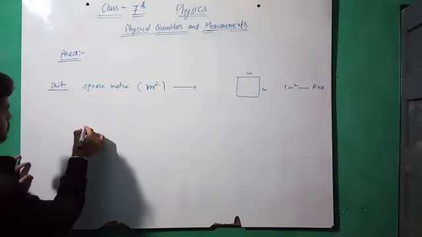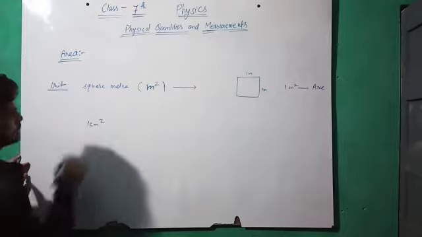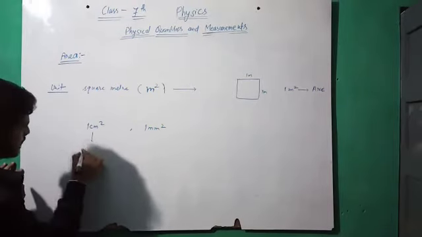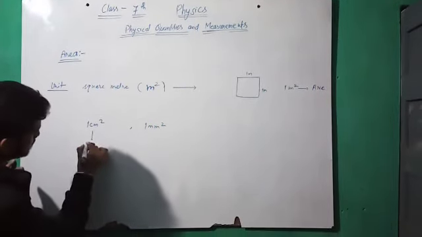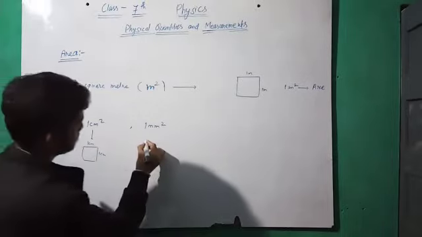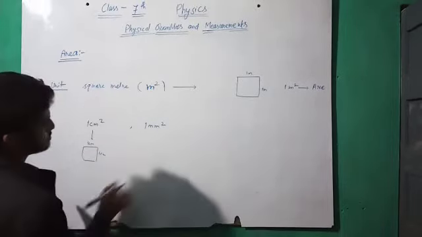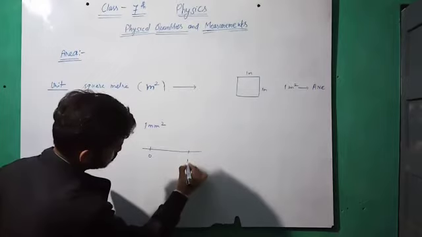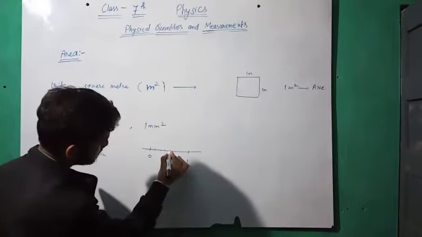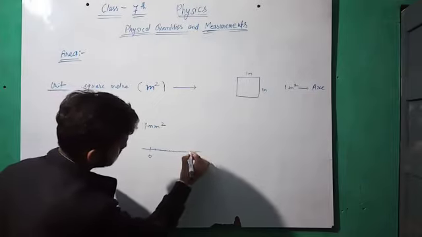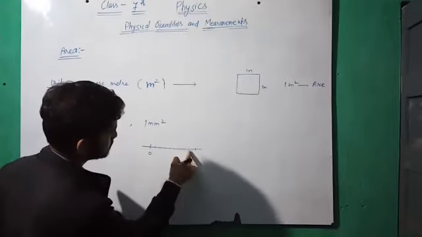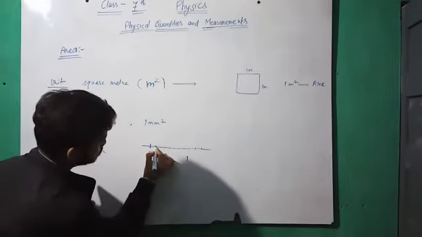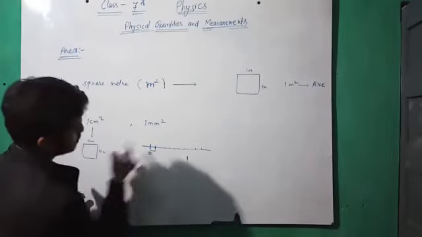For the measurement of a small field, we can even use centimeter square or millimeter square. Centimeter square means a box having each side 1 centimeter, and 1 mm square means a box of a much smaller size. Like if you have a scale, and this is 1 centimeter, 0 to 1, then there are 10 segments in the 1 centimeter. Then 1 segment, that is this one, is 1 mm. So 1 mm by 1 mm is 1 mm square.